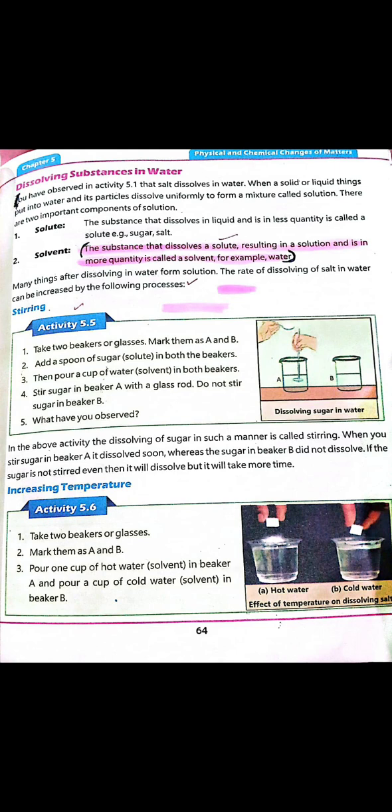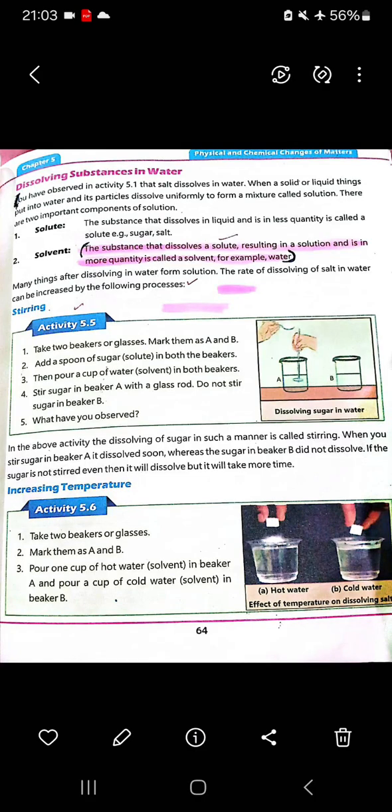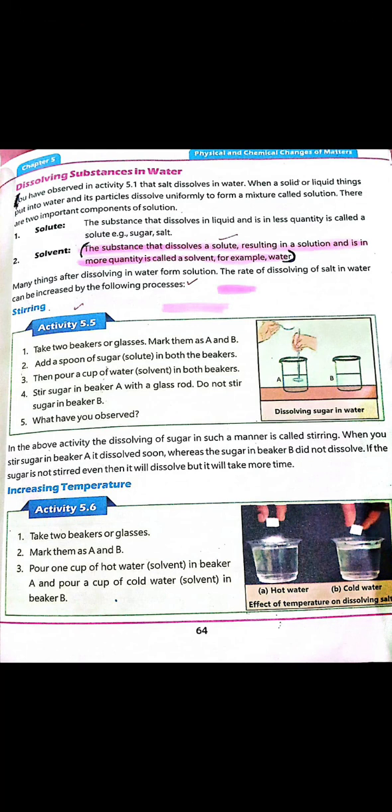If you are going to make a solution of sugar in water, the sugar will be the solute and the water will be the solvent. If you make a solution of salt in water, the salt will be the solute and the water will be the solvent, because the salt will be in less quantity and the water in large quantity. When we dissolve this salt in water, it will completely dissolve in it, and a solution will form.